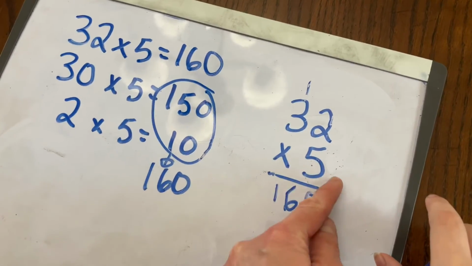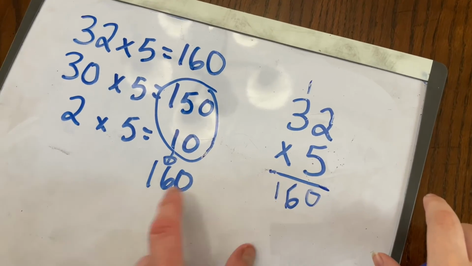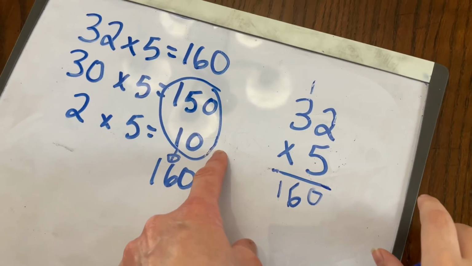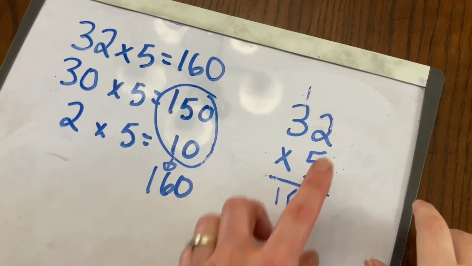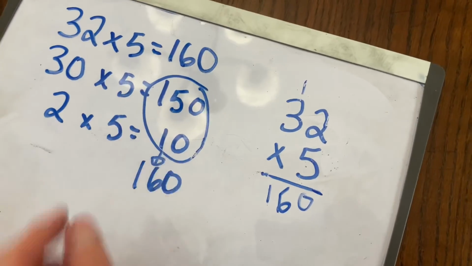So 30 times 5 is 150 plus 10 more is 160, which is why we write 160 down here, because we add those two numbers together. So it's the same multiplication, just written a different way. And this is in one fluid step, and these are 2 steps.